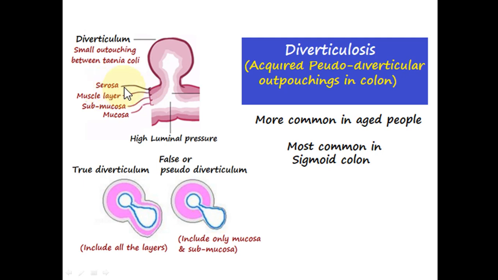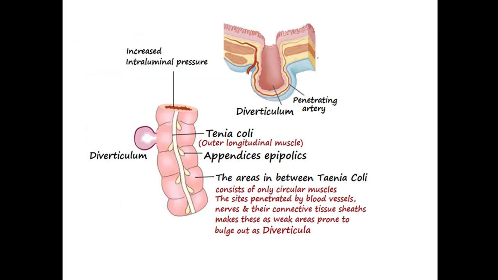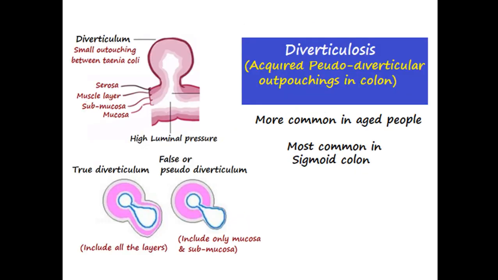But in the large intestine, the longitudinal muscle fibers get together and are gathered, forming 3 lines which are known as the tinea coli. So the diverticulum is formed usually due to increased intraluminal pressure, which may cause an outpouching of the intestinal wall.